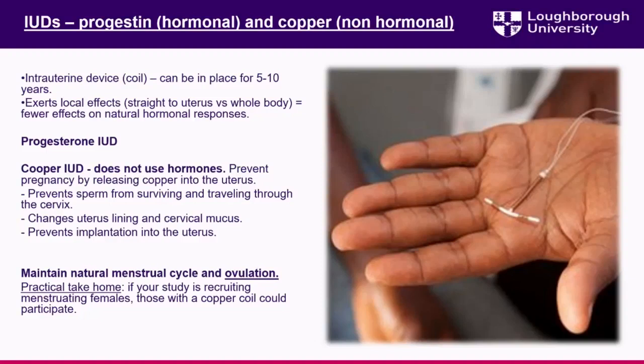IUDs I've spoken about very briefly, but these can be in place for up to 5 to 10 years. They exert more localized effects, but be mindful that there are 2 types of IUDs. If someone says they are an IUD user, you need to ask whether they are using a progesterone-based IUD or a copper-based one. What the copper preparation does is prevent pregnancy by releasing copper into the uterus. This doesn't have the same effects as the progesterone-only IUD because it's not a hormone.